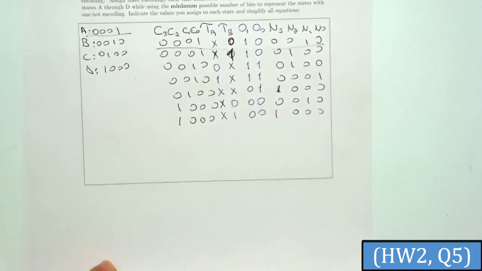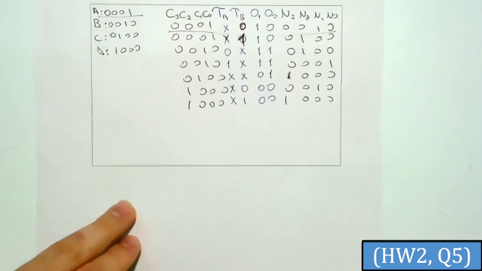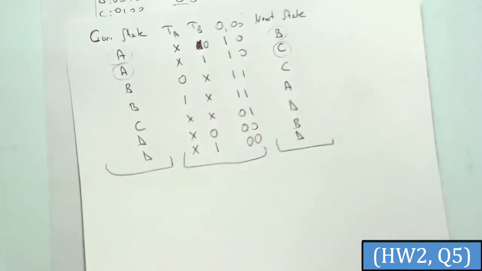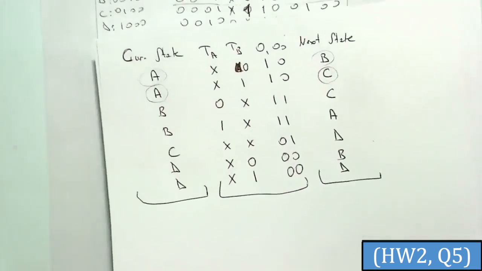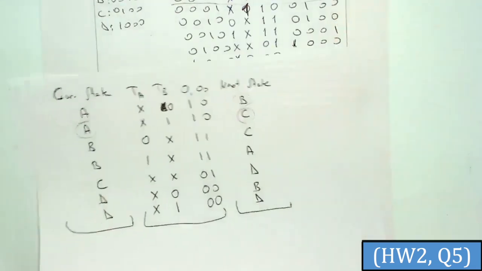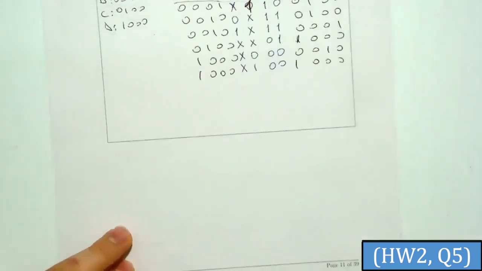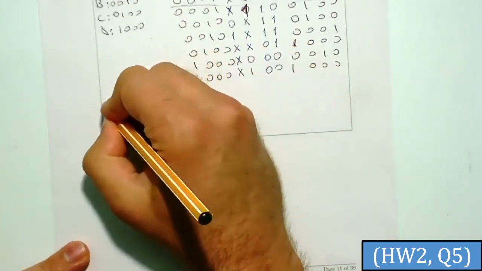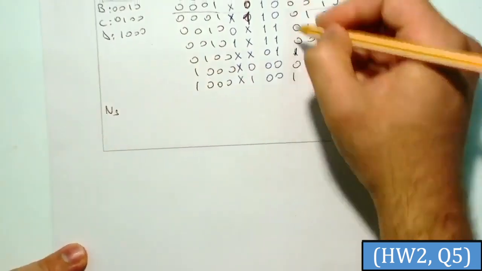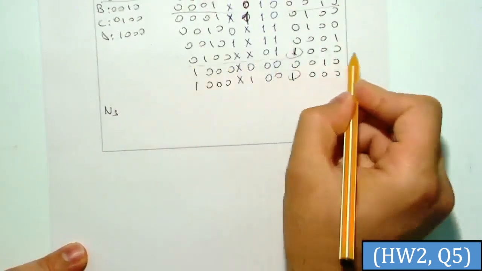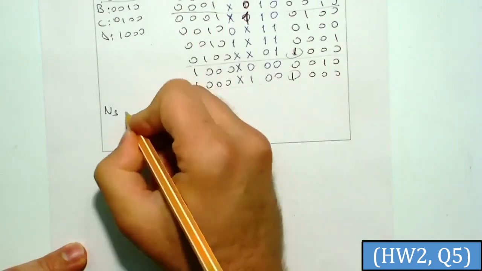Okay. So based on that, I'll write the next states and also the outputs, right? Yeah. C and B. Okay, all right. So let's write N3 here. I'll check when N3 is 1. N3 is 1 for these two rows.